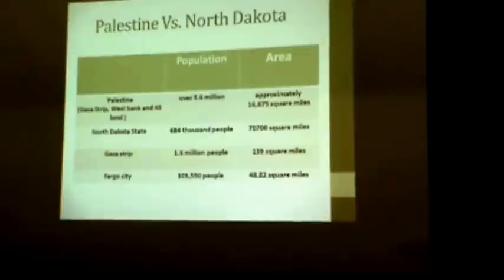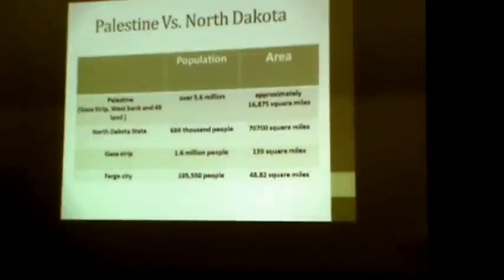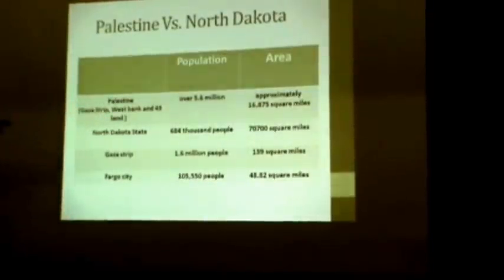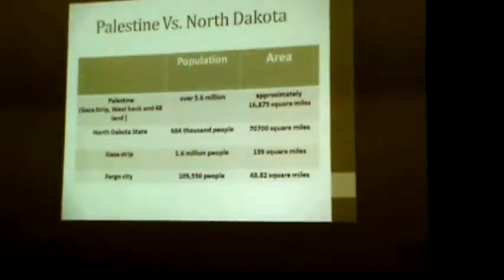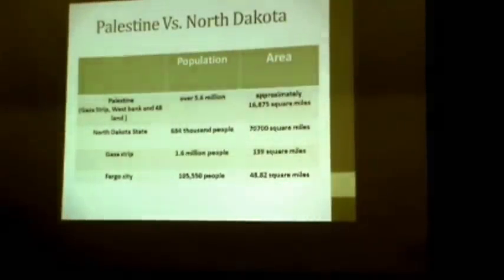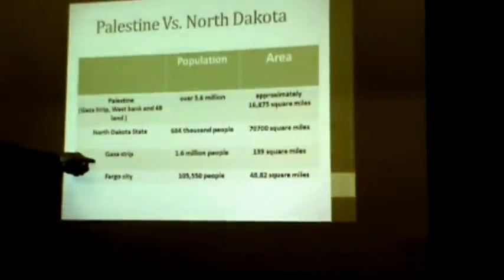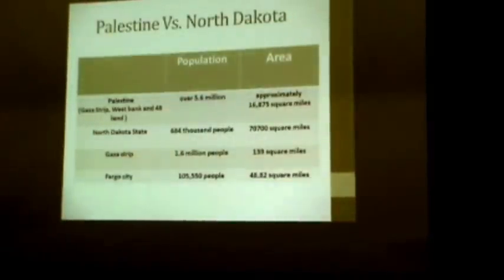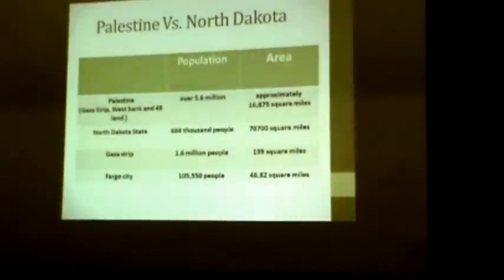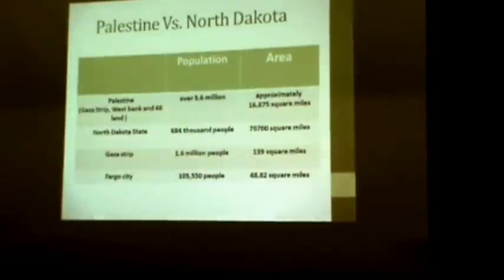North Dakota has 684,000 people, and 70... no, 7,700 square miles. Wow, it's a very large area. And the Gaza Strip, where I live, has about 1.6 million people, and the area is only 139 square miles.